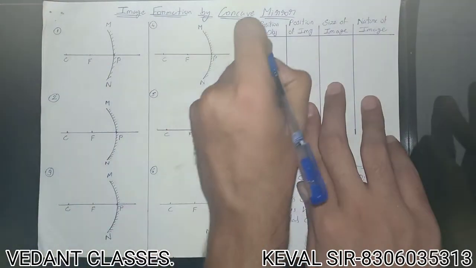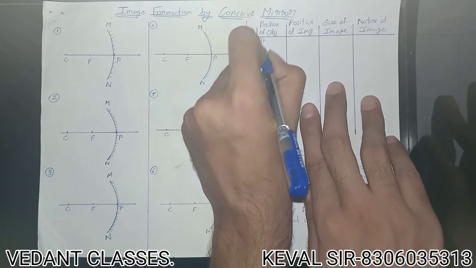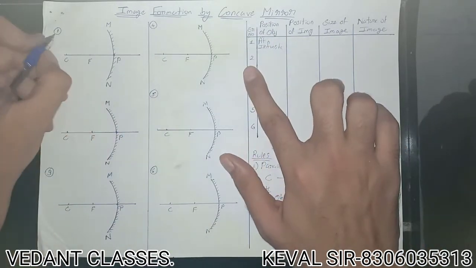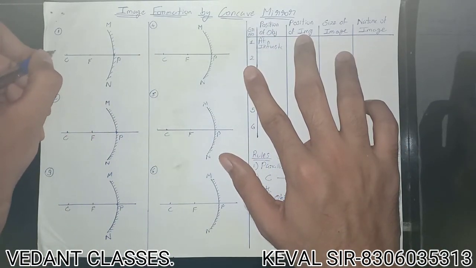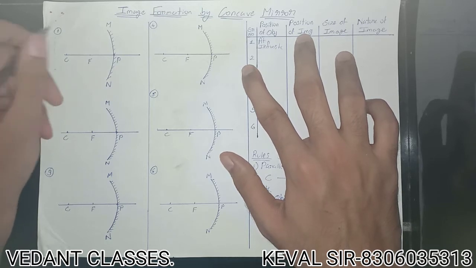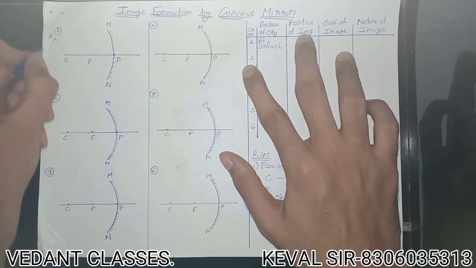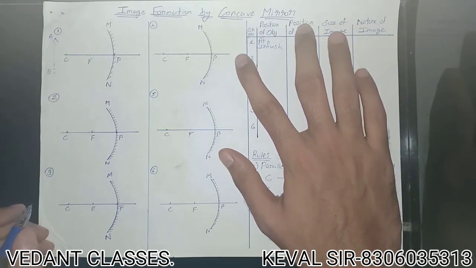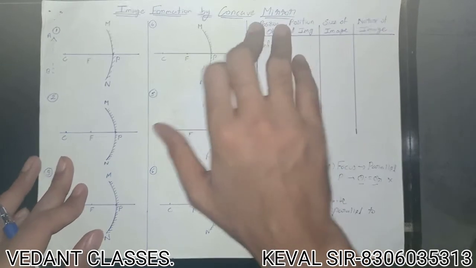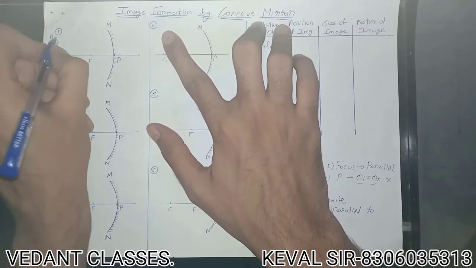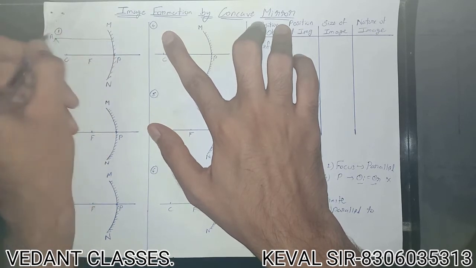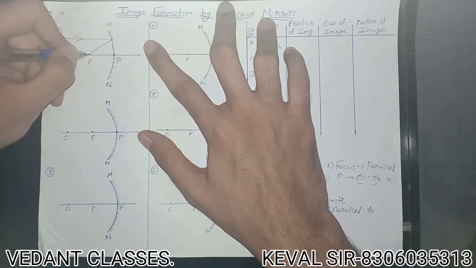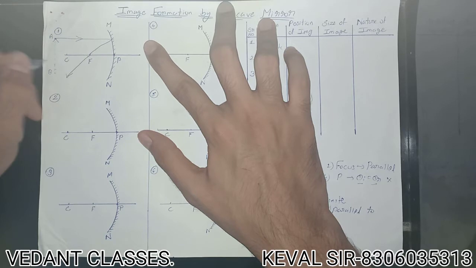Let's say in the first case we have the position of the object at infinity. Somewhere very far we have an object AB, very far from the mirror MN. So we need to take the incident rays parallel to the principal axis. From point A, the incident ray will be parallel to the principal axis. Then after reflection it will pass through the focus.